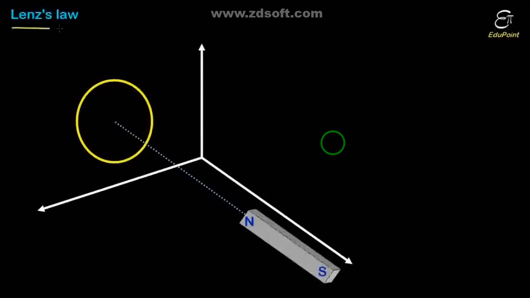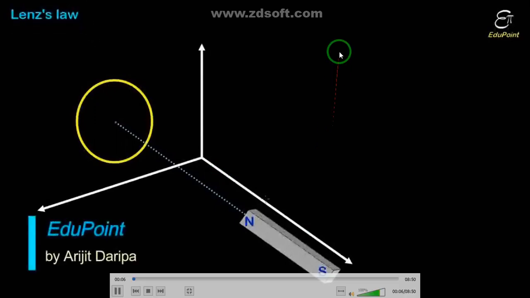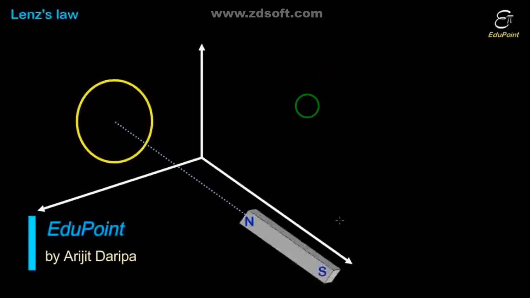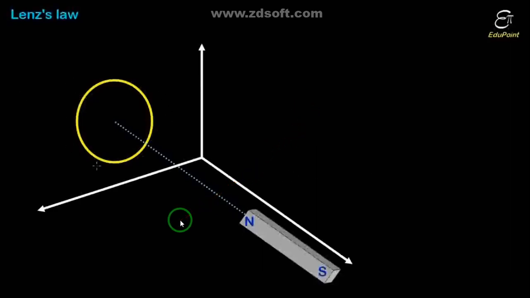Lenz's law is an important principle in electromechanical energy conversion. Previously we discussed Faraday's first law and Faraday's second law. Those are very important in electromechanical energy conversion, the same as Fleming's laws. In this video we will discuss Lenz's law, which is also very important.